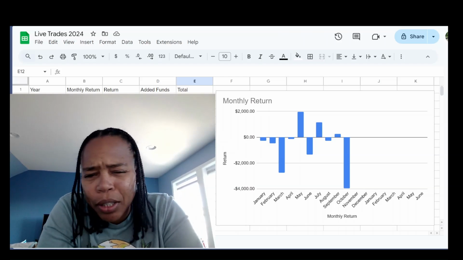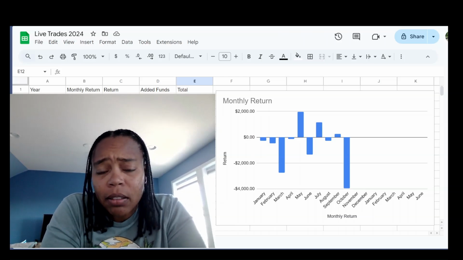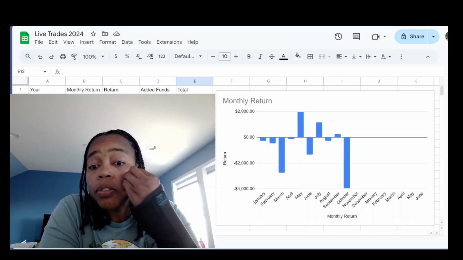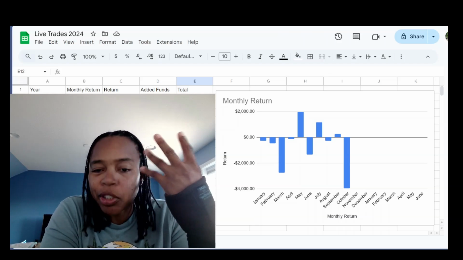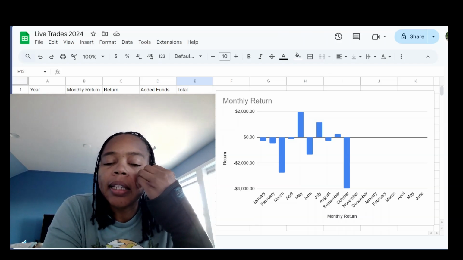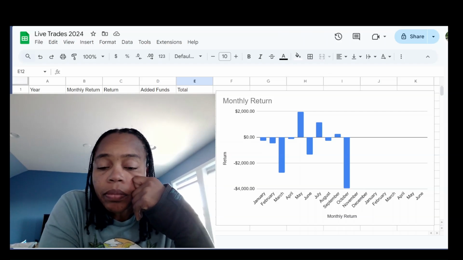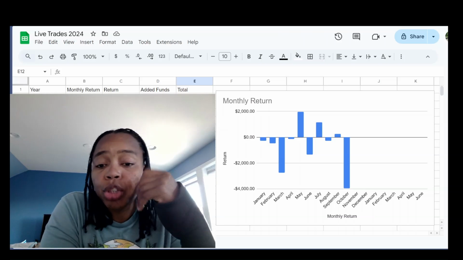Like, for example, yesterday, I shouldn't have been trading at all because we had a big candle day on Wednesday. So knowing that, the morning I shouldn't have touched it. And I got in my emotions. I took two trades. Three, actually. And I ended up losing a little bit more than I was supposed to because I took that third trade.